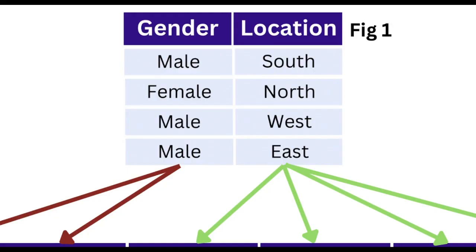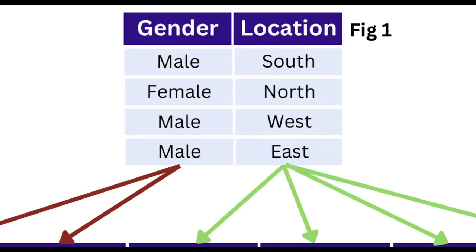In the first column, you have two unique values, namely male and female. So what one-hot encoding will do is generate two new columns out of this single gender column. Because we have two unique values in this column, two new columns will get generated. One column will hold the value for male, whereas the second column will hold the value for female.